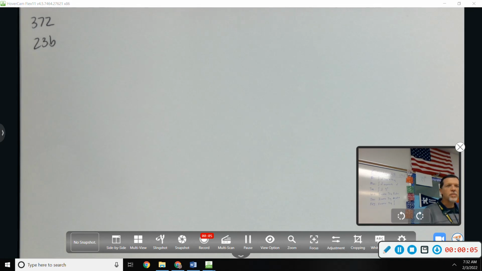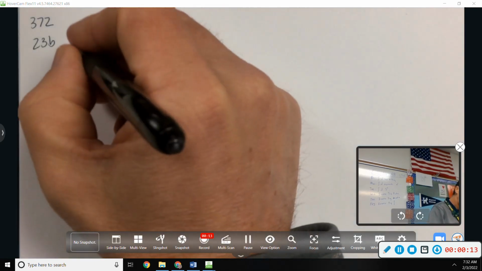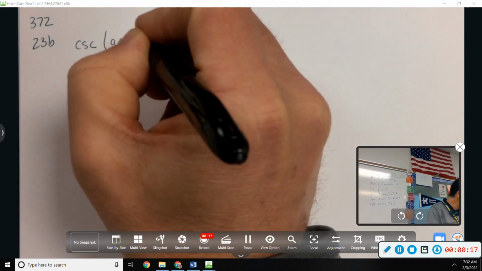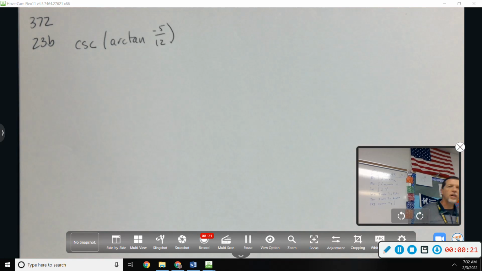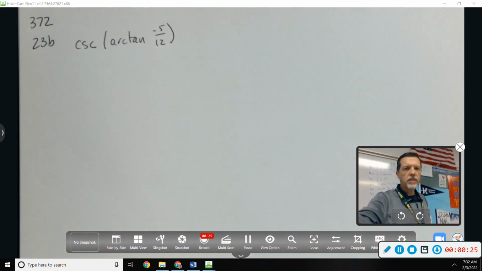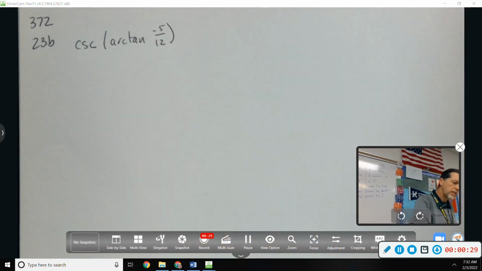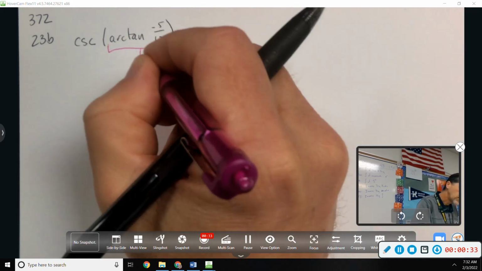All right, so page 372 from yesterday. Again, all trig, no calculus. Let's look at 23b. Cosecant of the arctan. This is from the homework yesterday, yes. Cosecant of the arctan of negative 5/12. So arctan negative 5/12. Use that to draw the picture.